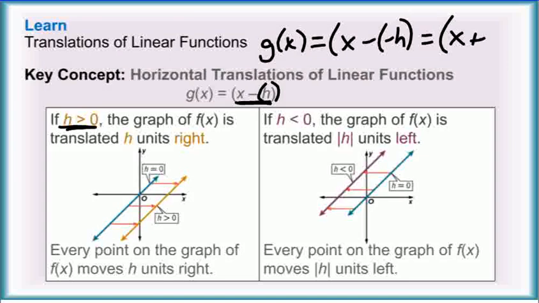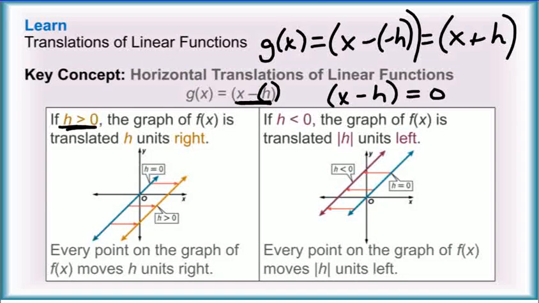So for me, when I'm doing this, I always know that the parent function, x, is at 0. So if I take x minus h and set that equal to 0 and solve for x, that's going to tell me where I need to have my line crossing the x-axis, or which direction I need to move it. So if I were to add h to both sides, here I would have x equaling a positive h, which just means I'm going to the right.